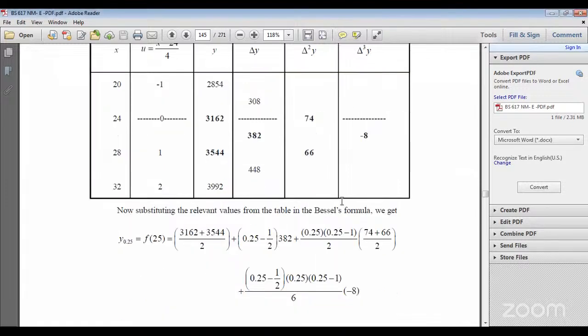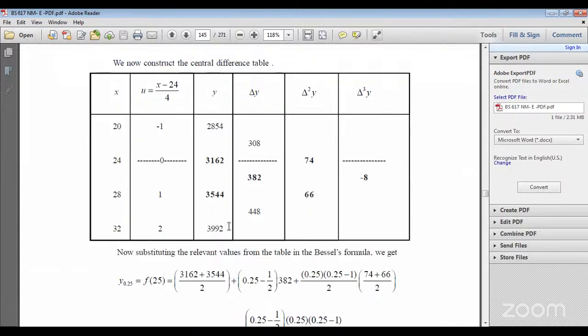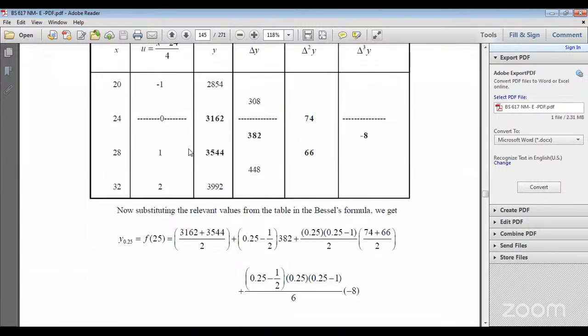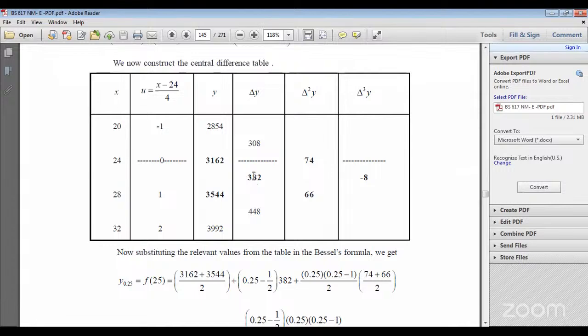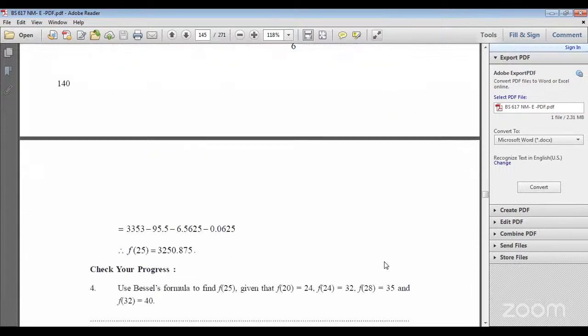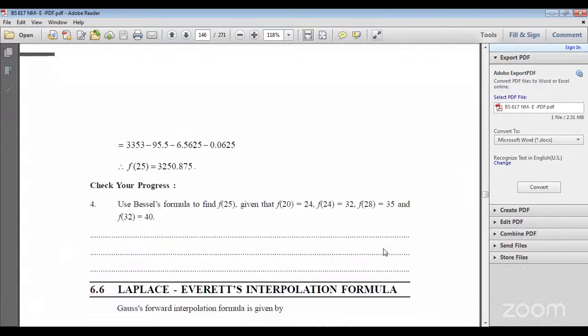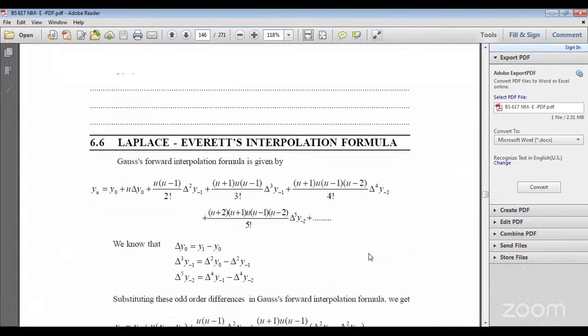So now substituting these relevant values from the table into Bessel's formula, find f(25): 3162 plus 3544, the two values we are adding, so we wrote it in bold, we are writing the bold (3162 plus 3544) by 2, plus (0.25 minus 1 by 2) into 382, plus 0.25 into (0.25 minus 1) by 2 into (74 plus 66) by 2, then (0.25 minus 1 by 2) into 0.25 into (0.25 minus 1) by 6 into minus 8. We are taking these values here. So this is the simplification I am doing here: 3353, 95.5, 9, minus 9, 6.565, 0.0625. The total is 3250.875.